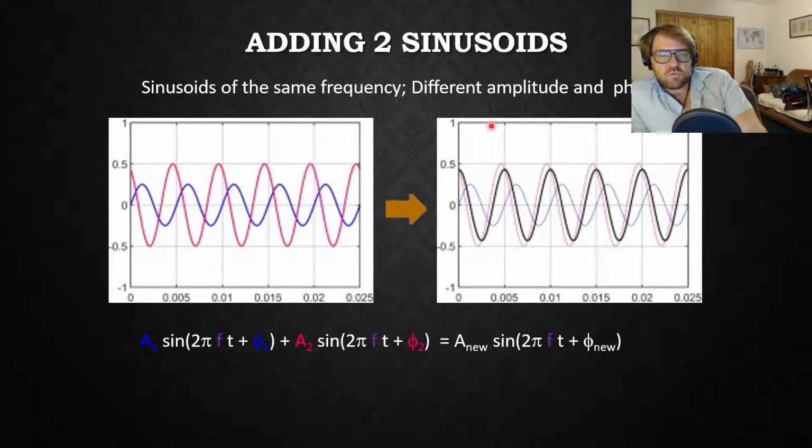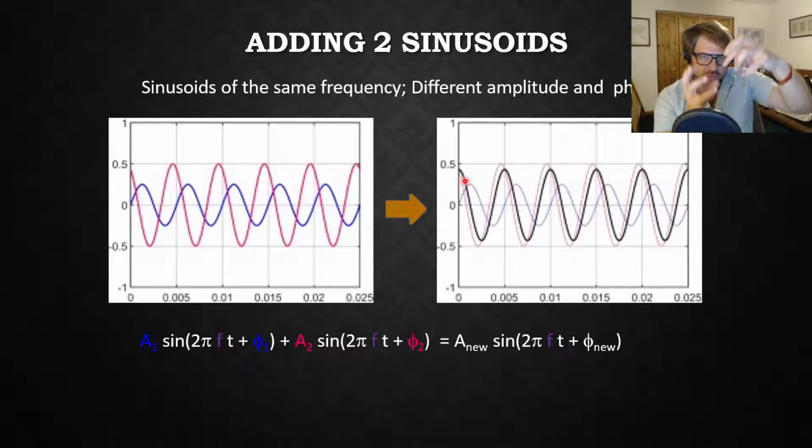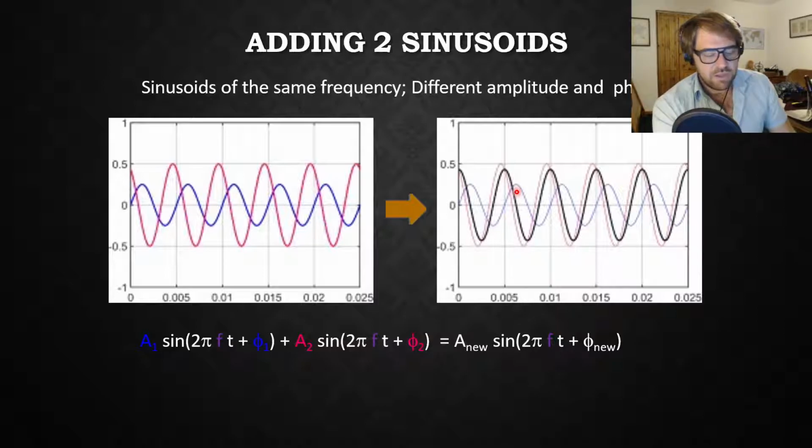Okay, so what if we add two sine waves that have the same frequency, but different amplitudes and different phases? Well, of course, we're just going to add the amplitudes. And this is what we end up with: a sine wave that's shifted to somewhere between the two phases, and an amplitude that's kind of an average of both of the other amplitudes, because they're adding together and it's making it a little bit quieter.